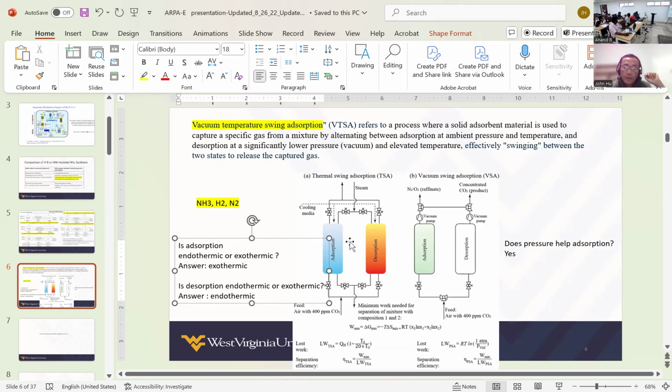So basically adsorption in this case is under the pressure and then certain temperature. When you go to desorption, you need to pull vacuum and also increase the temperature. Make sense? This is the whole idea of vacuum temperature swing adsorption.